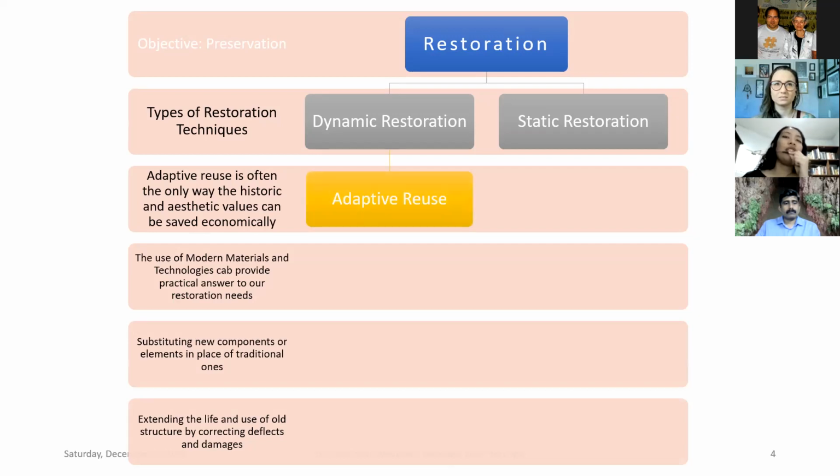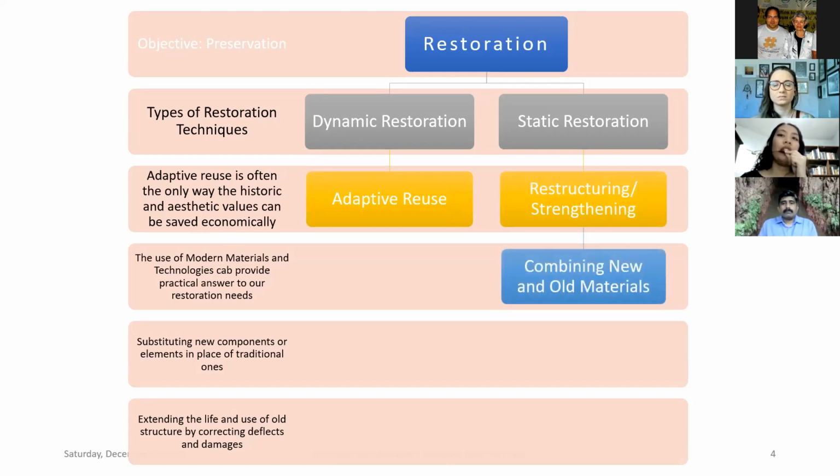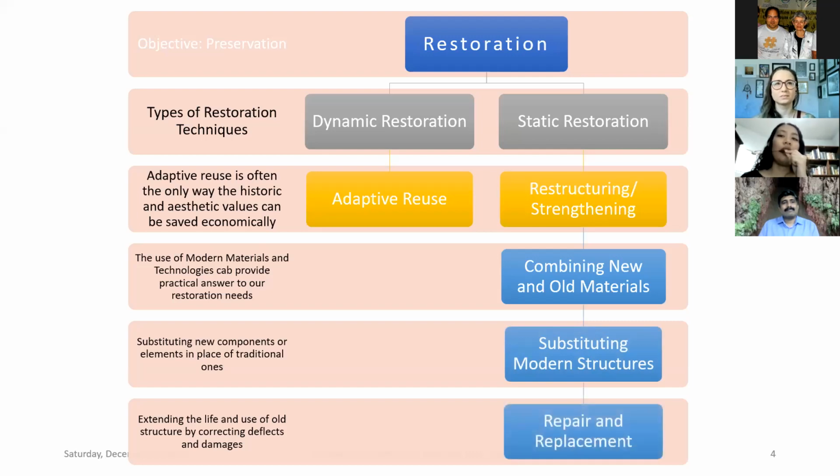In dynamic restoration, adaptive reuse can be used. It is often the only way the historic and aesthetic values can be saved economically. In static restoration, restructuring and strengthening can be applied, combining new and old materials, substituting modern structures, and repair and replacement.